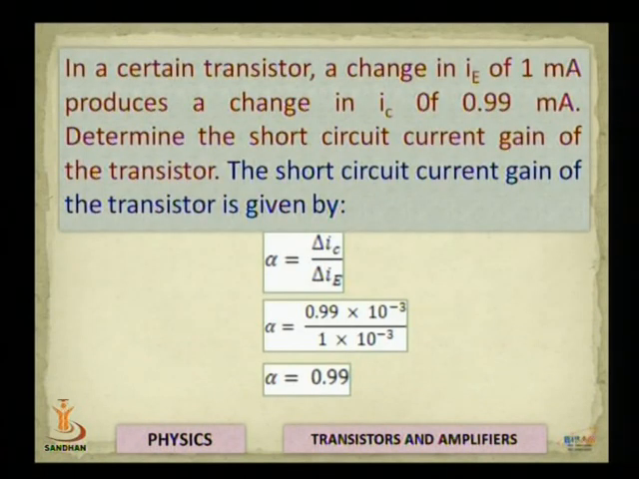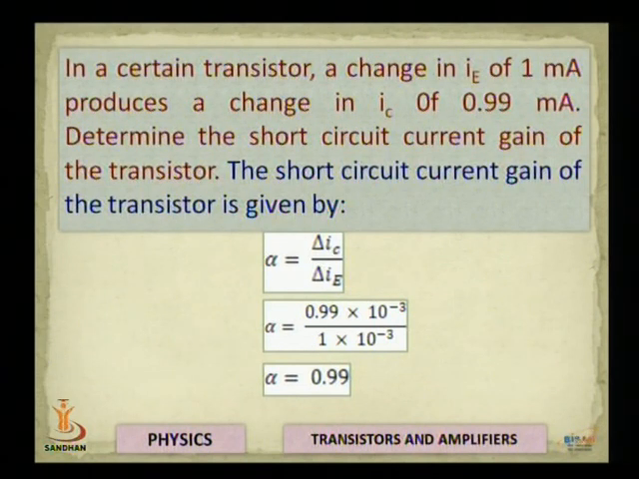Here is one of the numericals again. In a certain transistor, a change in IE of 1 milliampere produces a change in IC of about 0.99 milliampere. Determine the short circuit current gain of the transistor. The short circuit current gain of the transistor is given by the formula as I have shown you in this particular picture.